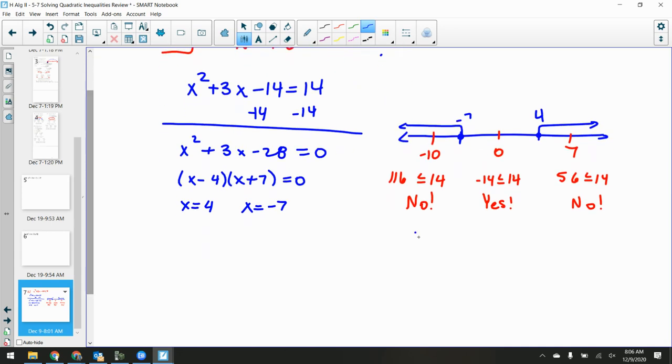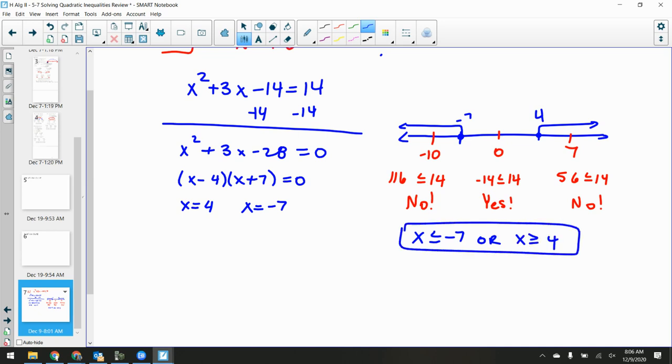So this says that x is less than or equal to -7. Use the word or. x is greater than or equal to 4, because ors point out. So there's my answer.